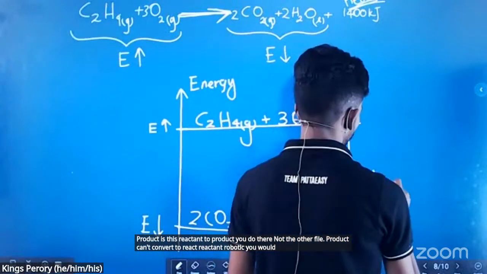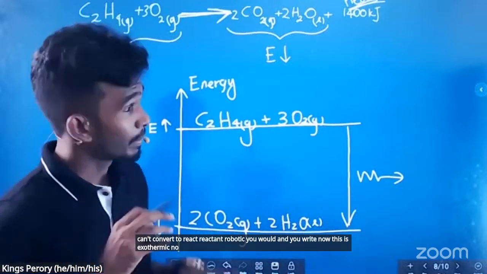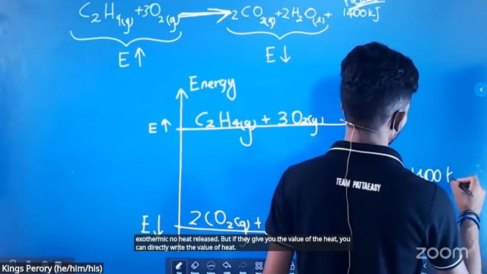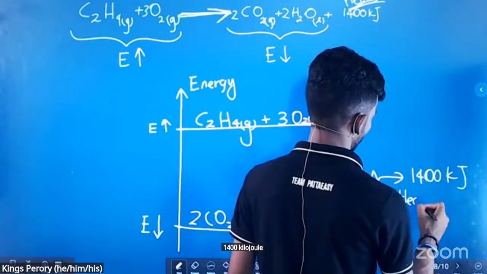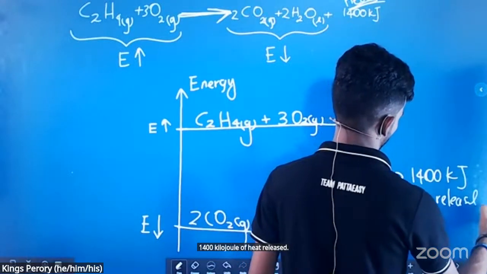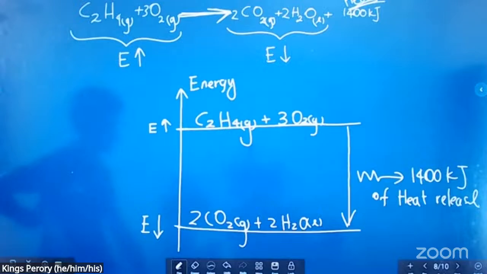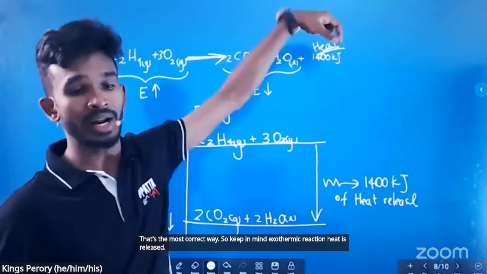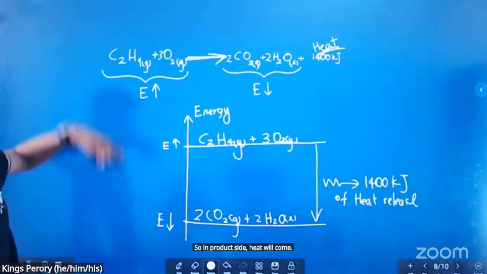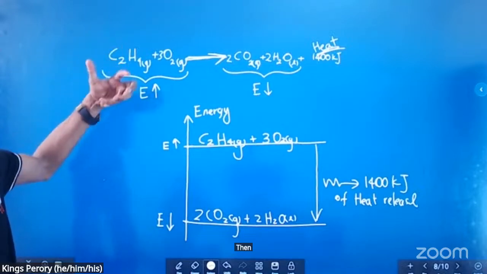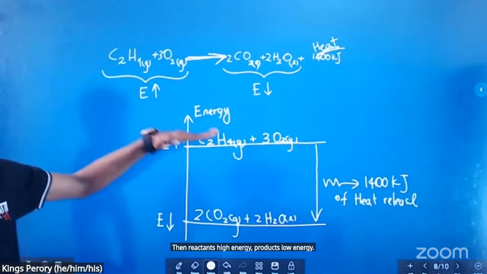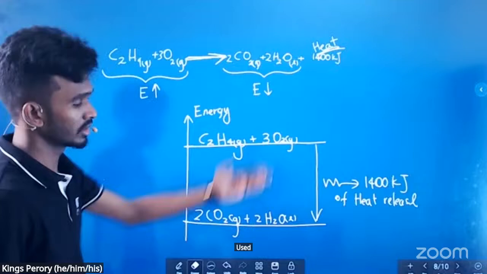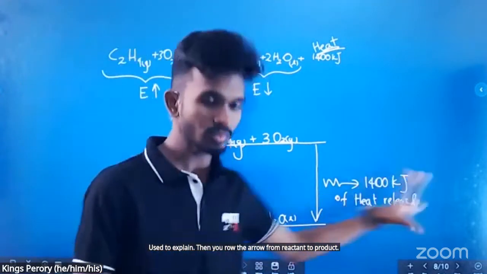And you write, now this is exothermic, no? Heat released. But if they give you the value of the heat, you can directly write the value: 1400 kilojoule of heat released. That's the most correct way. So keep in mind, in an exothermic reaction, heat is released, so on the product side heat will come. Opposite side, high energy: reactants, high energy. Products, low energy. High energy you write on top, low energy on bottom. Then you draw the arrow from reactant to product. Then heat release.